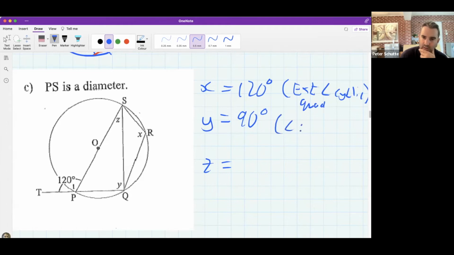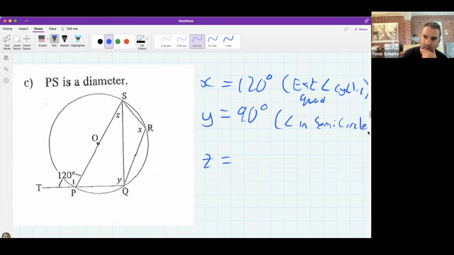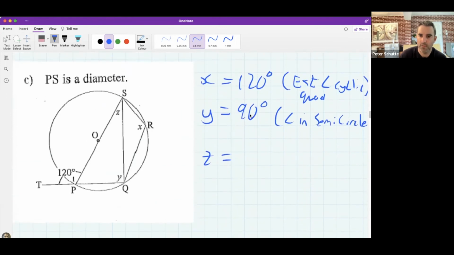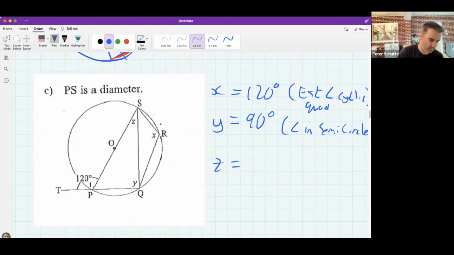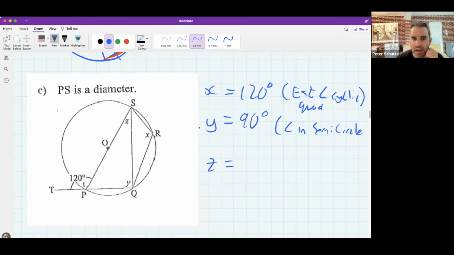And 90's reason is going to be angle in a semicircle. Those are my 2 reasons. Now, for Z, there's a couple of ways we can do that. Agree, Level, giving great advice there in the chat. Don't forget to write your reasons because that's where the marks come from, or at least you get extra marks for that.